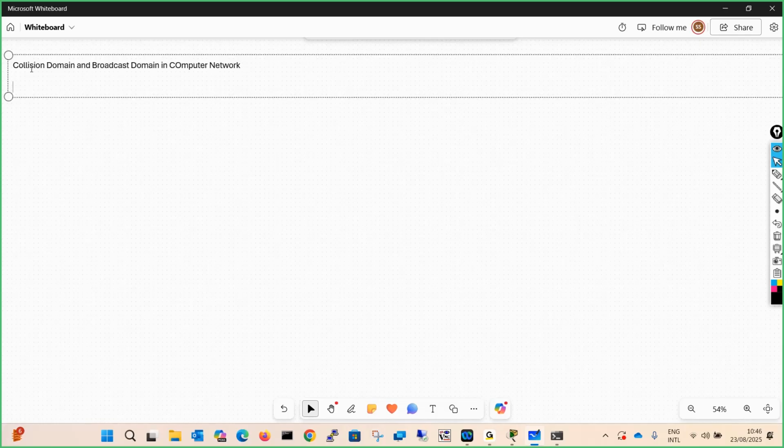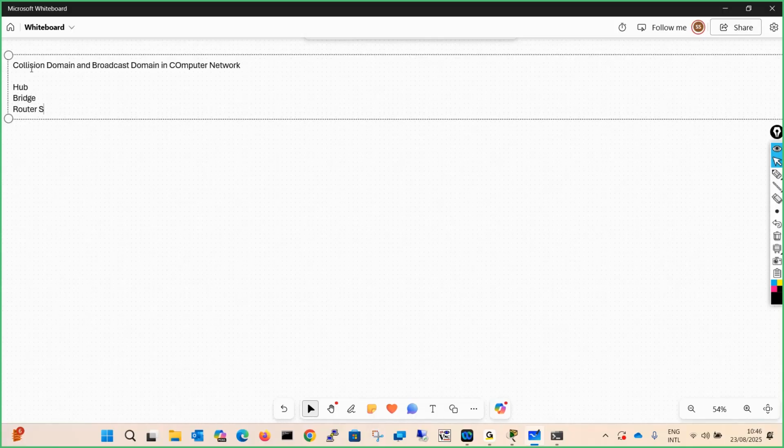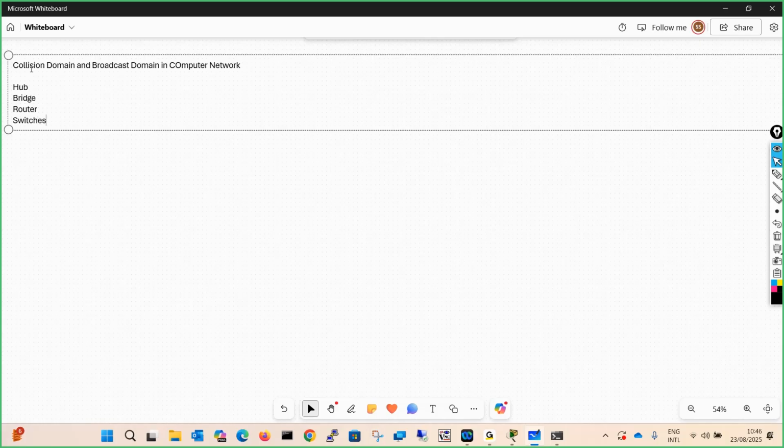So the most common networking devices are hub, bridge, router, switches, right? The most common today we hear is routers and switches. Most common are router and switches, but yes, the hubs and bridges used to be there before, right?